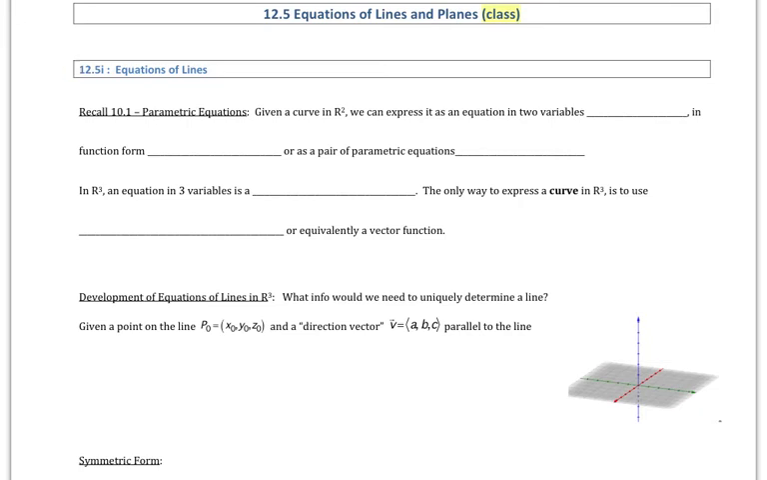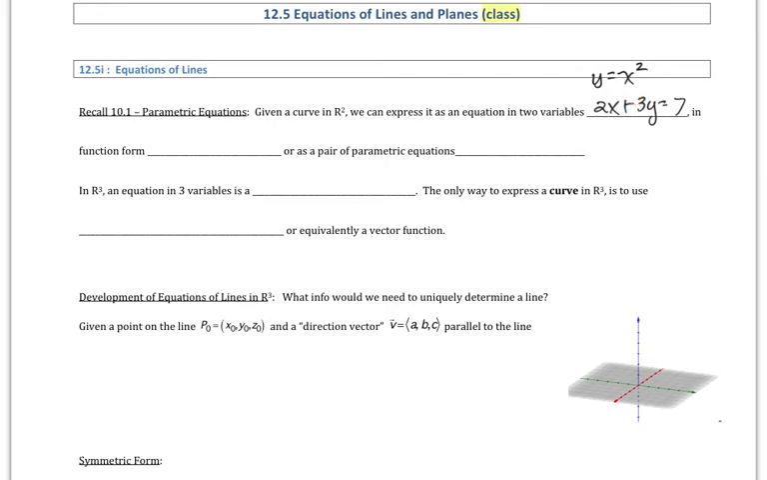All right, so how are we going to get equations of lines in 3 dimensions? So first of all, let's look back at 2 dimensions. If I have a curve in 2 dimensions, I can express it as a single equation in 2 variables. So for instance, something like this, that's a curve in 2 dimensions. It's a parabola. For a line in 2 dimensions, we would have to have the variables to the first power like that. But any equation in 2 variables will be some sort of 2-dimensional curve.